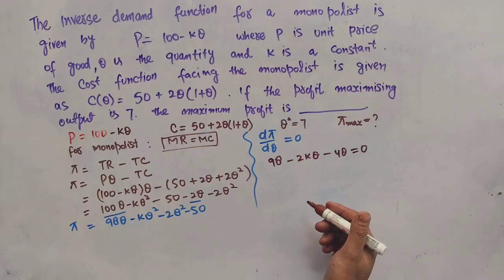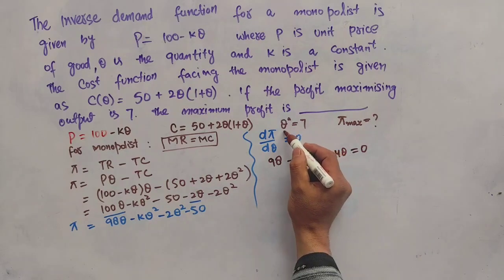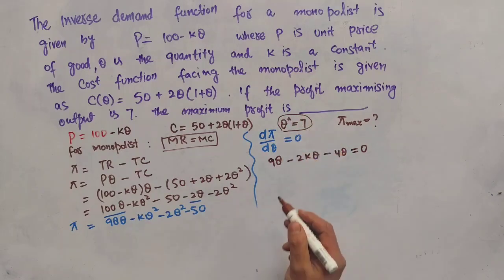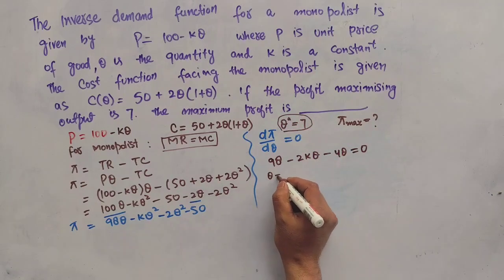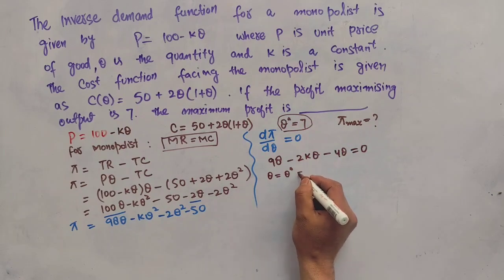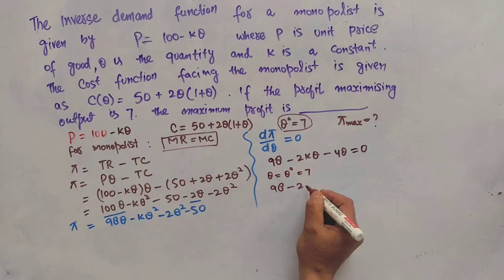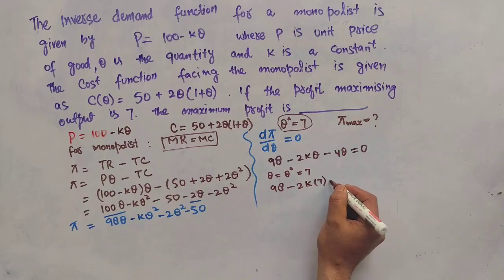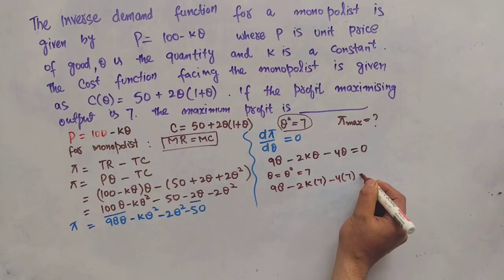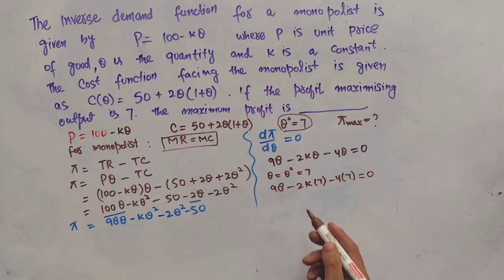Okay, we are being told that the profit maximizing output is 7. So let us plug Q is equal to Q star, which is equal to 7, in this equation. So we have 98 minus twice K into 7 minus 4 into 7 is equal to 0. So first we need to find out the value of K here.